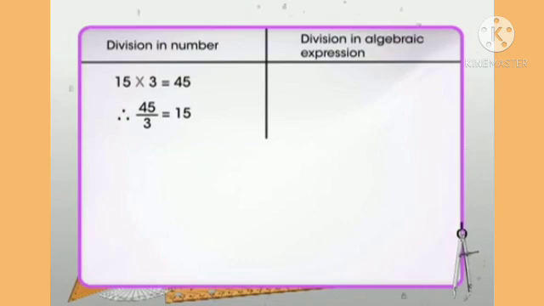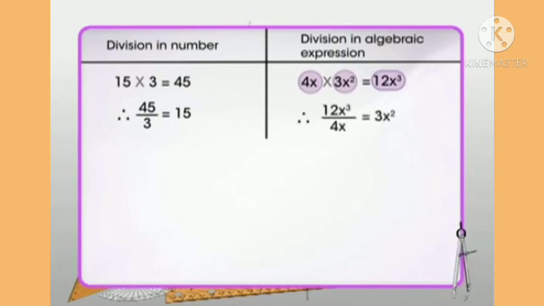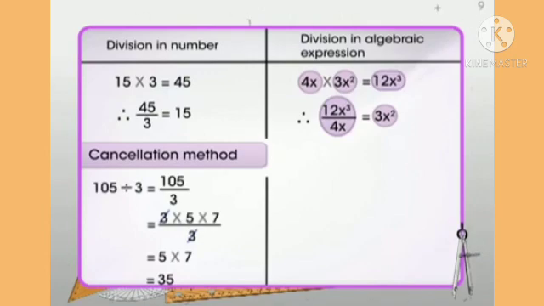Let's consider two monomials, 4x and 3x square. Now 4x multiplied by 3x square gives 12x cube. Therefore, 12x cube divided by 4x equals 3x square. The division of the monomial 12x cube with 4x can even be accomplished by cancelling the common factors as we do in case of division of numbers.